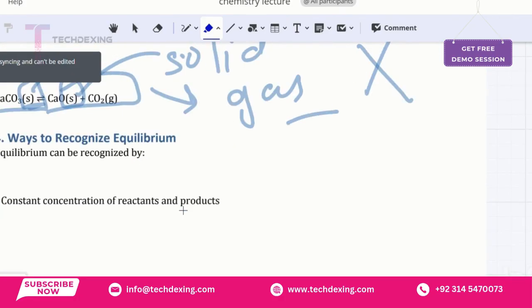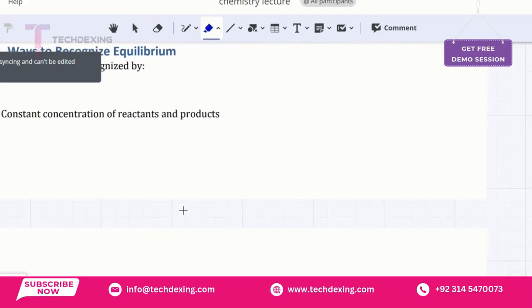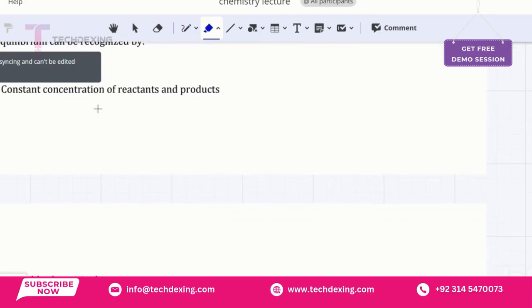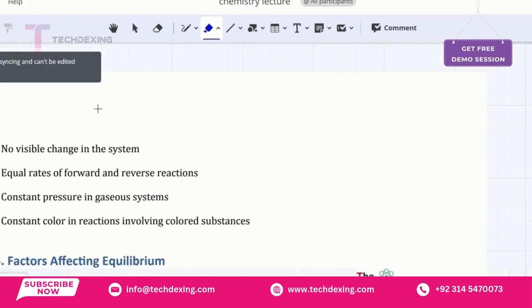Now, how will you recognize the equilibrium? The concentration of the reactants and the products will remain constant, with no visible change in the system, like change of the temperature or anything.